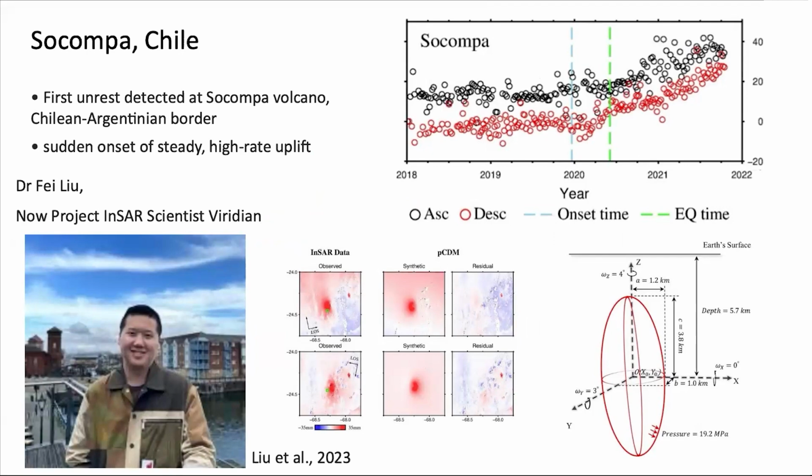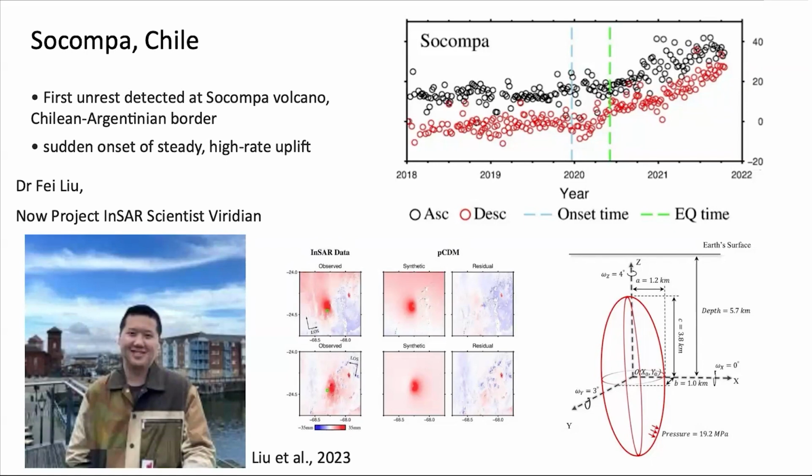But when Fei Liu, who's a PhD student at Leeds as well, he was actually interested not in volcanoes at all. He was a tectonics person. He was looking for a deep earthquake near Socompa. And when he looked at the interferograms, he actually found that Socompa started uplifting the same year that this relatively deep earthquake took place. And we spent a long time trying to resolve the timing of the two events.